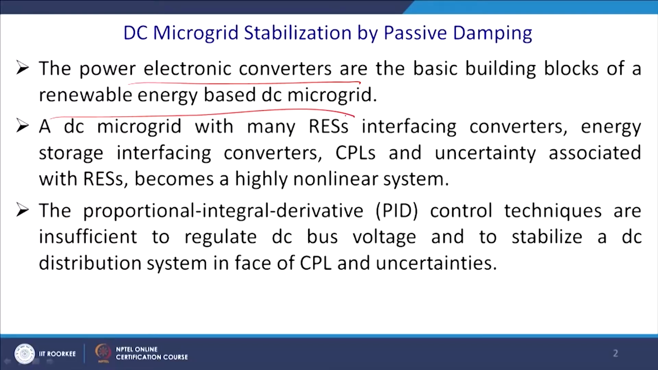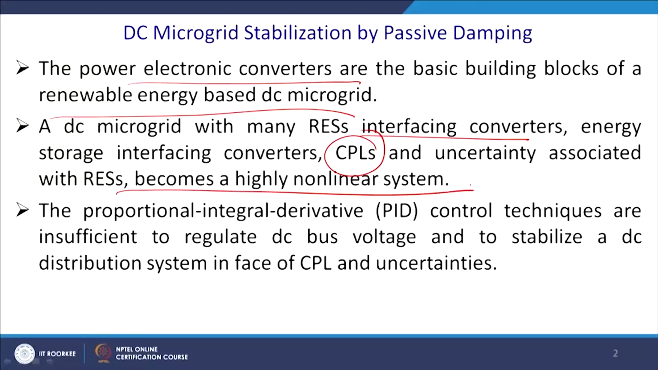These DC microgrids mainly consist of energy resources of renewable energy and storage elements interfacing with the converters, along with the constant power loads, and the uncertainty associated with these energy resources because of their varying nature makes the system highly nonlinear.